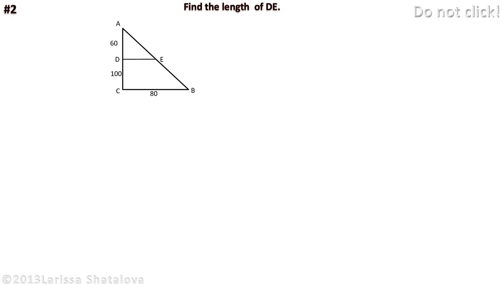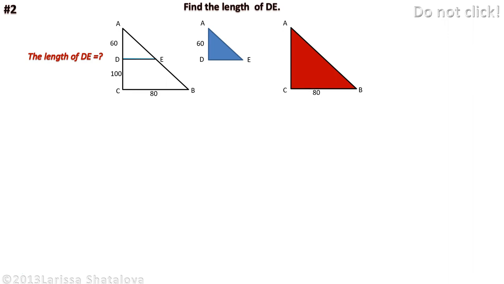Next problem. Find the length of DE. We have here 2 triangles, but to see better, I will separate them. The first one is the blue one, A, D, E, and the second one would be the red one, A, C, B. And as you see now, we can show size 60 for AD and 160 for AC. These 2 triangles are similar. And now we can work on them as similar triangles.